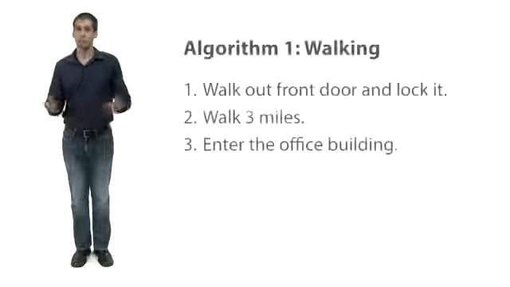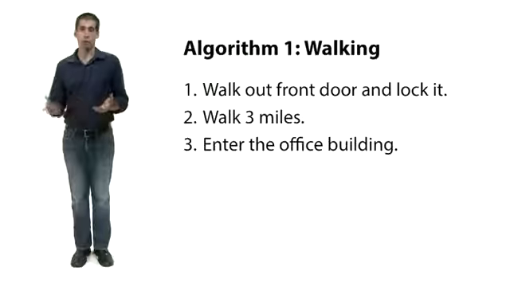Let's say that I want to write an algorithm for how I get to work in the morning. Clearly, each one has the same beginning, me at home, and has the same ending, me at work. But there are many different ways in which I can accomplish the same task of getting from home to work. For example, let's talk about algorithm 1, which is walking. Step 1 is I walk out the front door, I lock it. I walk 3 miles, and then I enter the office building.